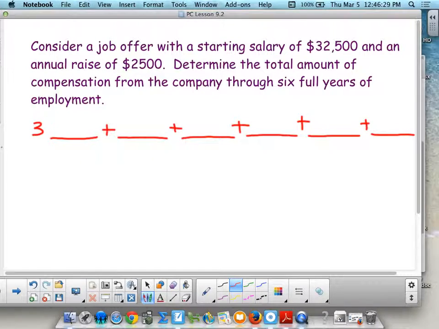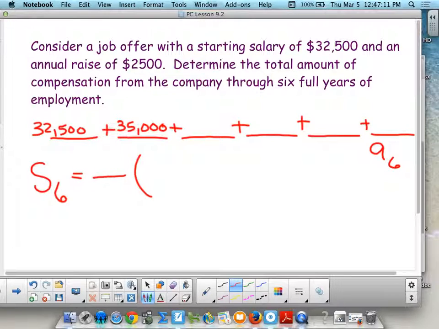First year I make 32.5. Second year I make what? 35,000. Add another 2,500. Keep it going. You know what I want to know? The last term, a sub 6. See, this is one of those problems where you could have just thrown all the numbers in, take your calculator, add it up, get the answer. But I don't want you to do that. So this problem says, give me the sum of the first 6 terms.